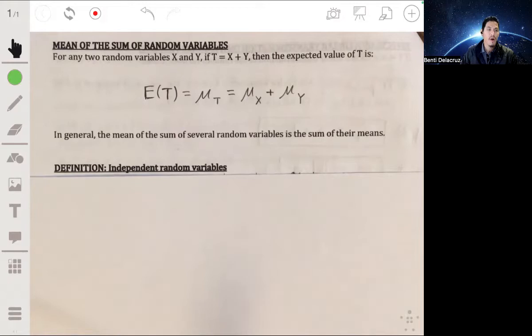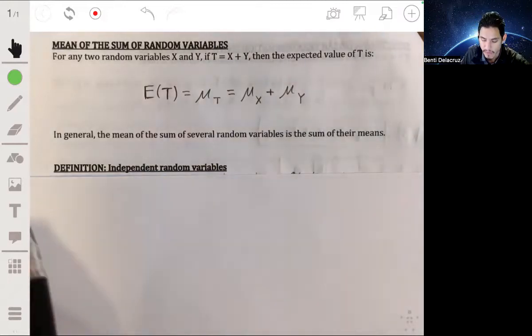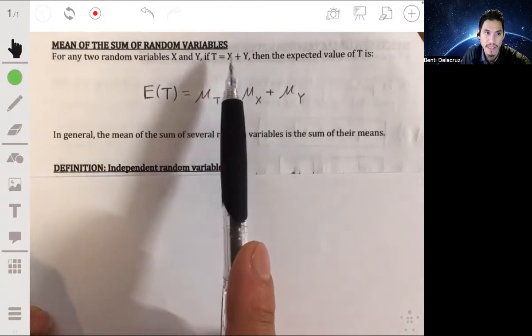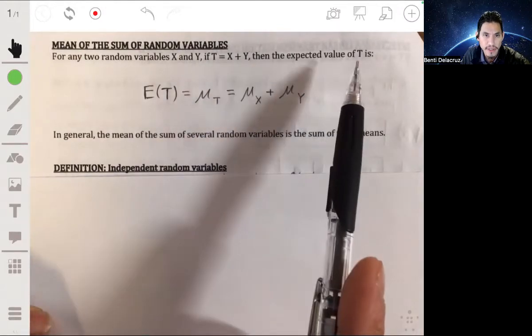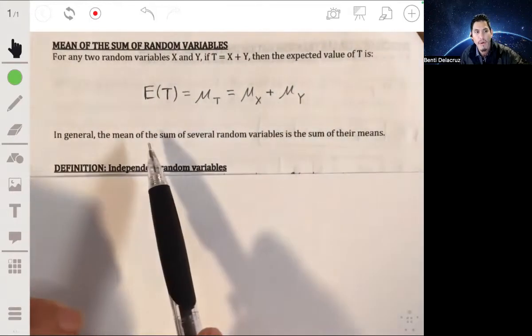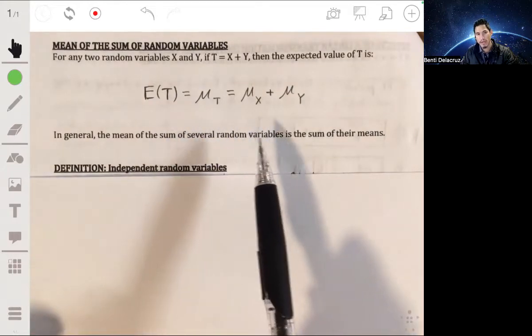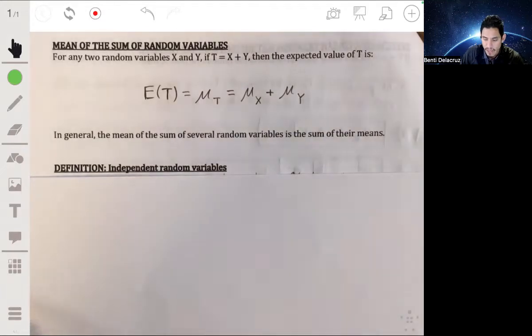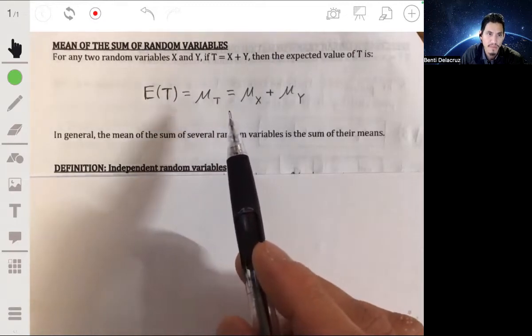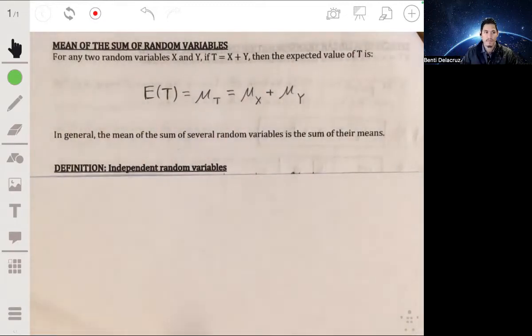So we're first going to look at what happens when we add random variables up, and then we're going to look at standard deviation, their differences and stuff like that. So let's say we have two random variables, x and y, where t is equal to their sum. So t equals x plus y. Then the expected value of t, or the mean of t, is equal to the mean of x plus the mean of y. In general, the mean of the sum of several random variables is the sum of their means. So if you had t equals x plus y plus z, then the mean of t will be the mean of x plus the mean of y plus the mean of z, and so on and so forth.